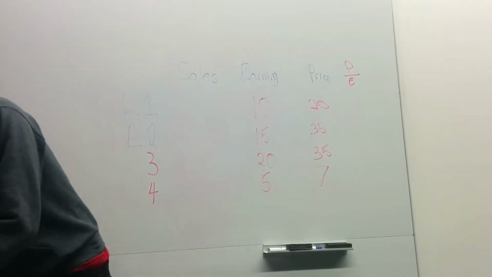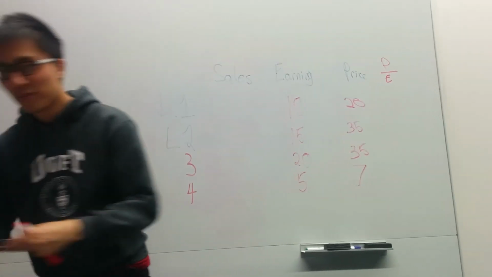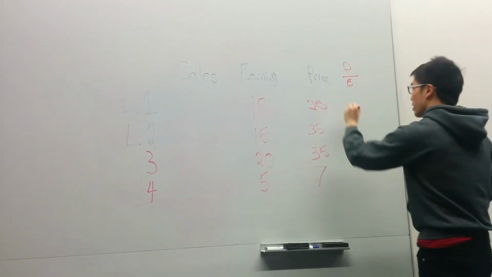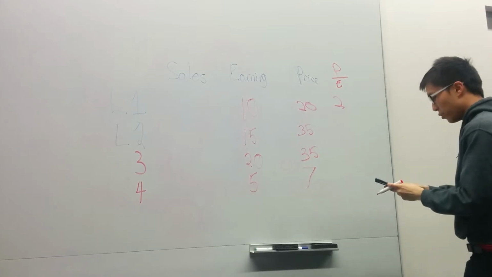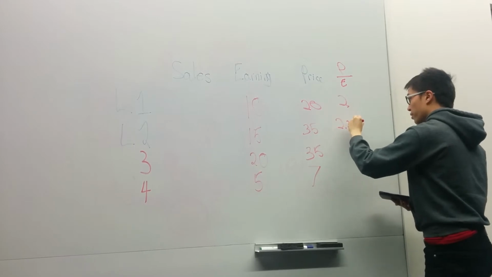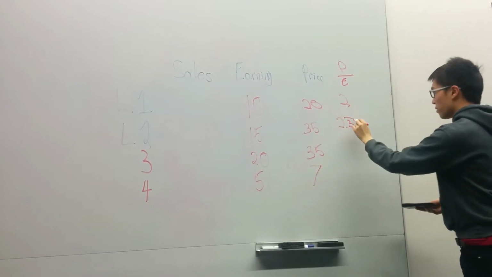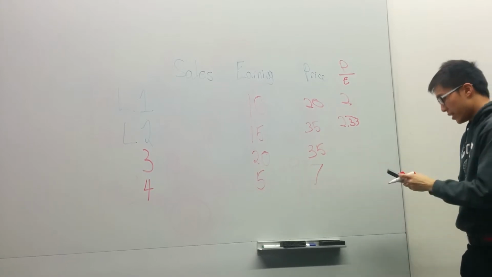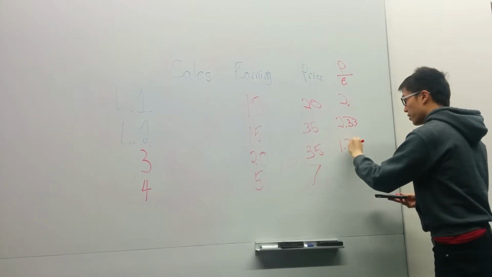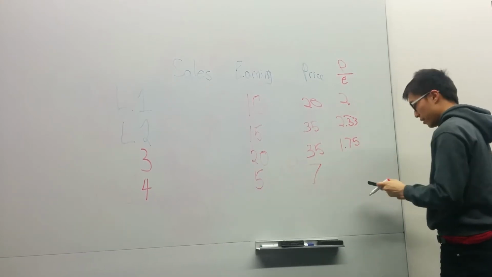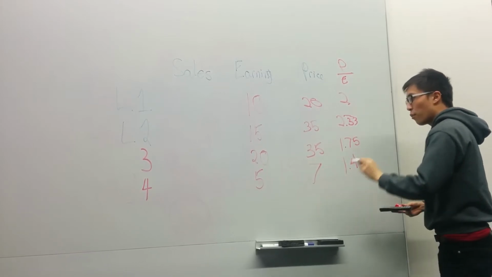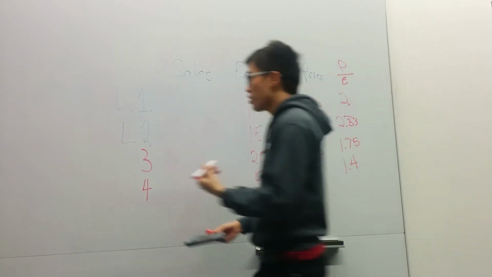Now, when we take a calculator and actually calculate this, the price to earnings ratio here is 2. For that other one, it's 2.3. And then that other one is 1.75. And then 1.4.